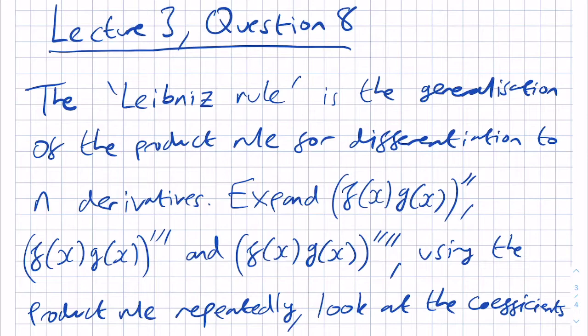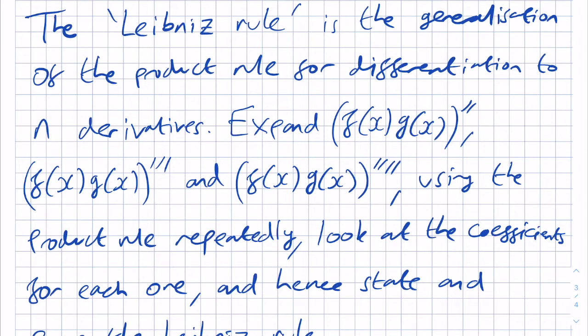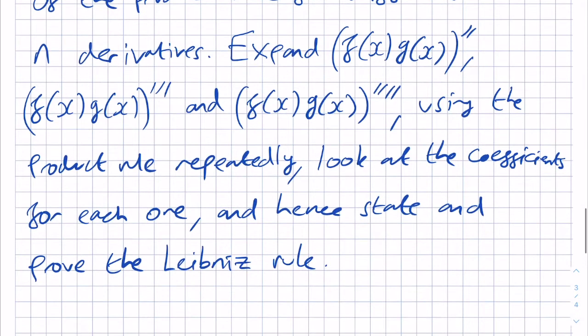The question says, the Leibniz rule is the generalization of the product rule for differentiation to n derivatives. It asks you to expand f of x times g of x double prime, and then the same for triple prime and quadruple prime, i.e. 2, 3, and 4 derivatives of this product by using the product rule repeatedly, and then it says to look at the coefficients for each one, and hence state and prove the Leibniz rule.